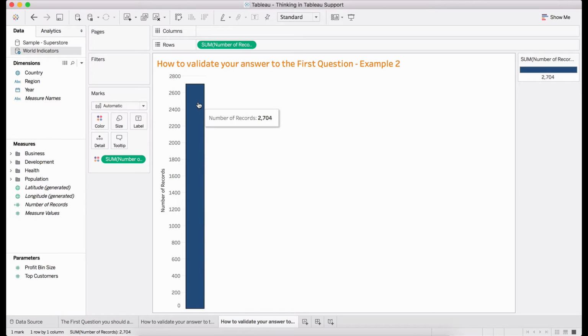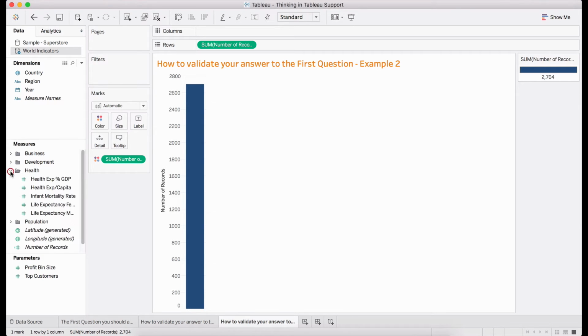I have taken this also because there are a number of times there's nobody to answer this question for you: what does number of records mean? Based on our understanding, we can take guesses at what it means, and then we can actually validate our answers. So here, World Indicators, we are looking at a lot of different indicators, health indicators, development indicators, GDP and stuff. So that must be at the country level.